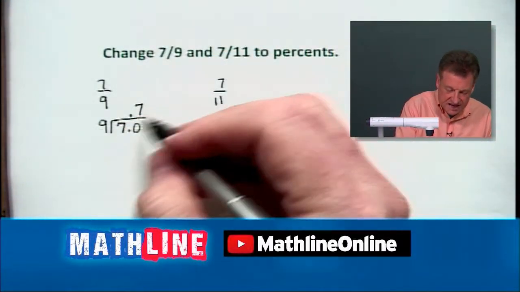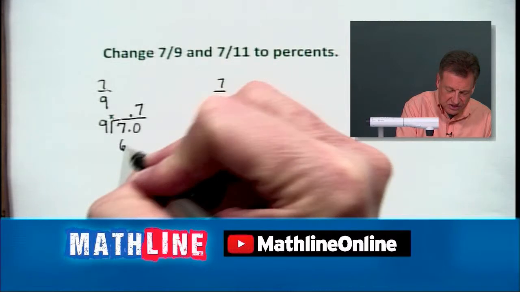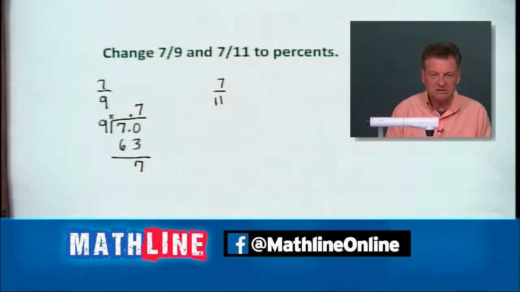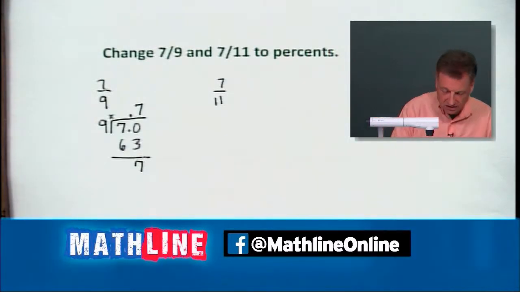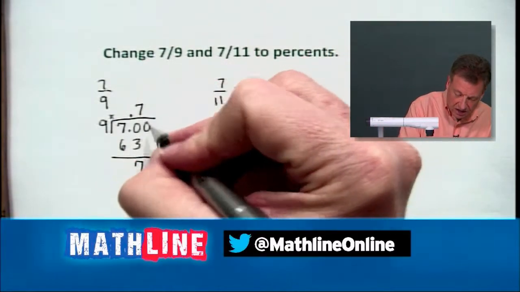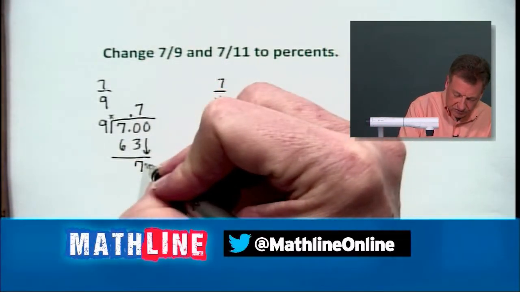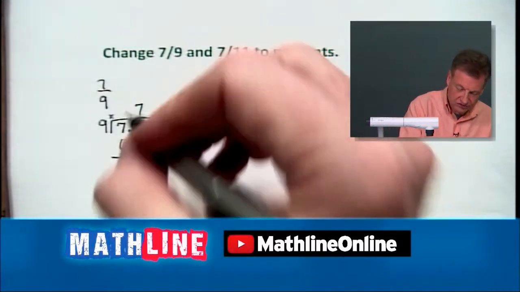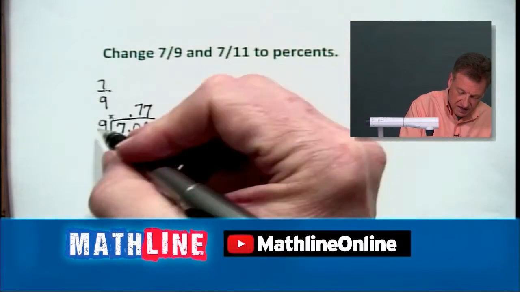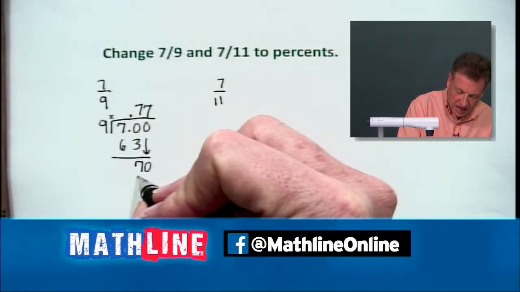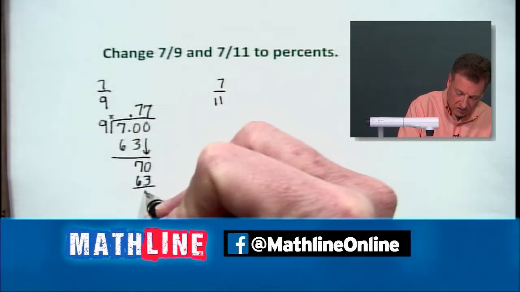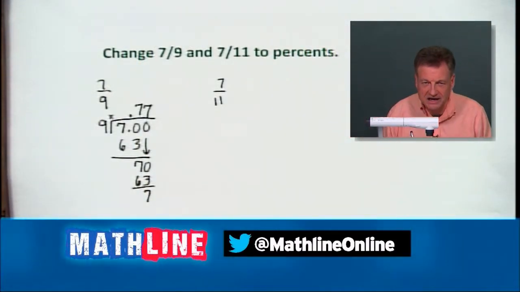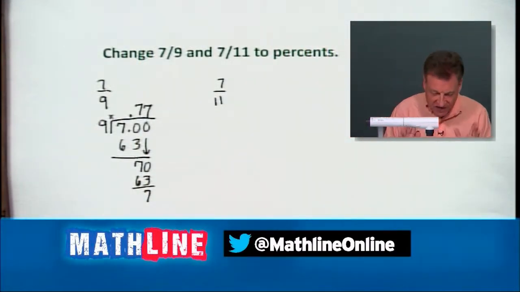We have 7 times 9, which is 63. We subtract and we get 7 again. Well, we bring a 0 down here, and look what happens. We get the same thing. We're dividing 9 into 70, so it looks like we're going to get a 7. And again, same old story. It just starts repeating itself. This is a repeating decimal, not terminating. It never finishes.